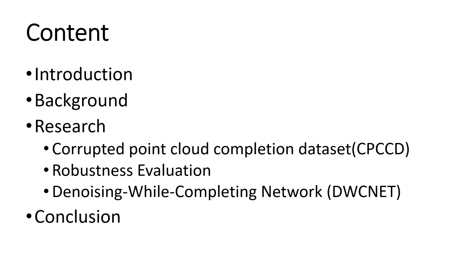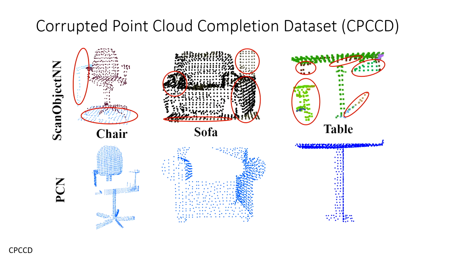So now we discuss the corrupted point cloud completion dataset, CPCCD. In order to make the first robustness benchmark dataset in the field of point cloud completion, we started small and chose a popular completion dataset, PCN, which has only 8 categories, as our base. And then we compare the partials in the PCN dataset to those in a real world indoor objects point cloud dataset, ScanObjectNN, and try to see if there's a pattern to the way in which the corruptions appear in this indoor environment.